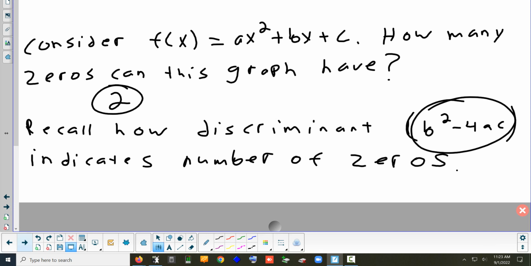If you find the discriminant, which is the part of the quadratic formula under the square root, if this comes out greater than zero, then you're guaranteed to have a parabola that crosses twice. If it comes out to exactly zero, it will cross once. And if this comes out less than zero, it would not cross at all. So we talked about those three cases.